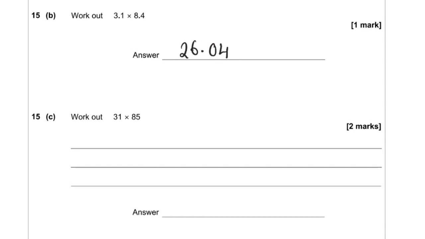And work out 31 times 85. So for this one, all we're going to do is add 31 to the answer we were given originally, because that's 31 times 84. So it's kind of like if you'd done your 31 times tables all the way up to 84, to get to 85 times 31, you would just add another 31. So that's going to give us 2635, which is our final answer.